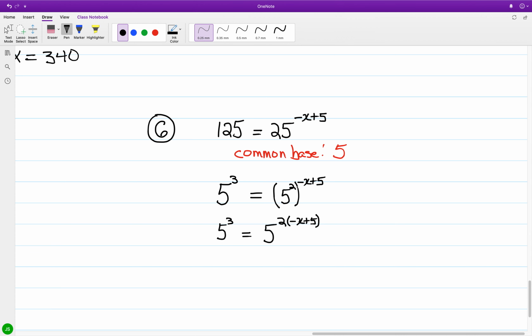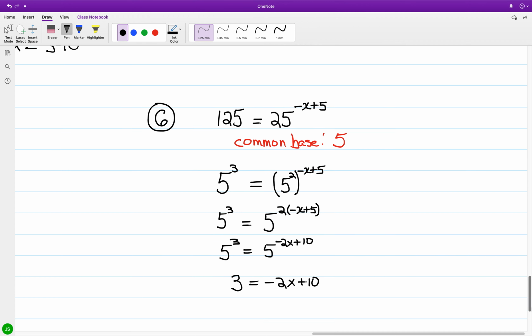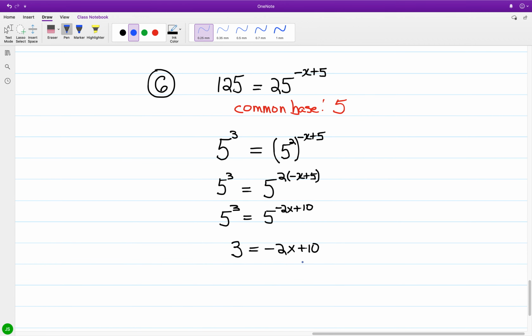A base to a power to another power is going to be the same base raised to the product of the powers. So we have 5 cubed is equal to 5 raised to the negative 2x plus 10. And now that we have single base 5 terms on each side, we can set the powers equal to each other. So we have that 3 is equal to negative 2x plus 10.